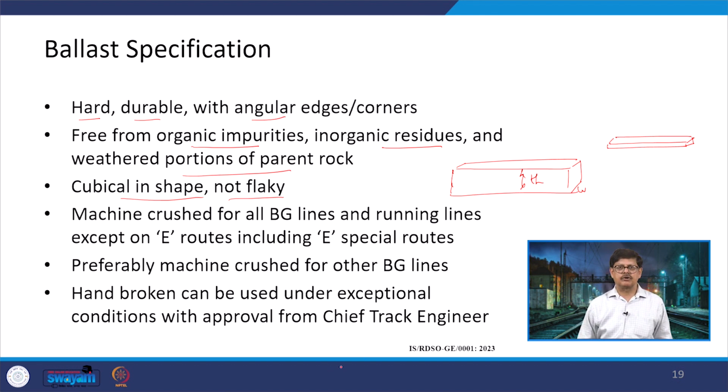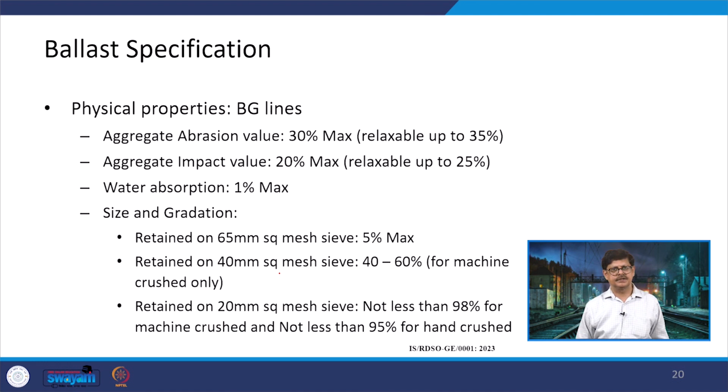Then machine crushed for all broad gauge lines and running lines except for E routes, including E special routes. These routes we have discussed previously. Preferably machine crushed for all other broad gauge lines. Hand broken can be used under exceptional conditions with the approval from the chief track engineer. Otherwise, mostly we are going for machine crushed.